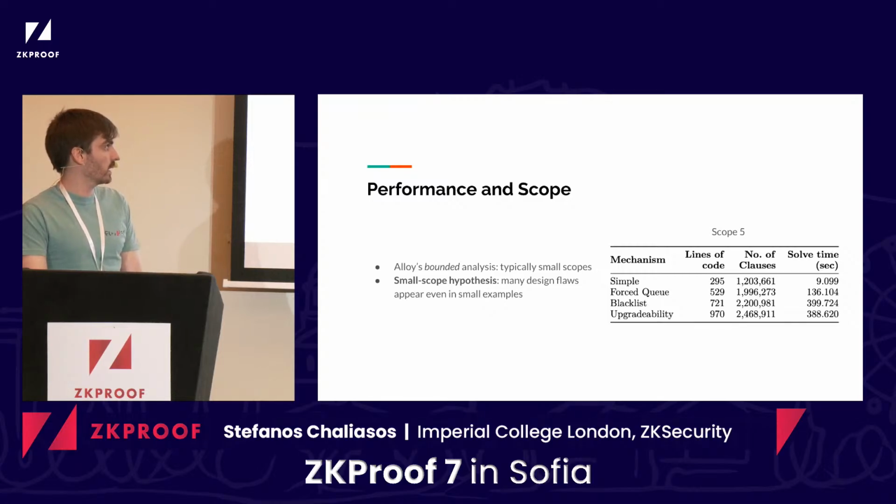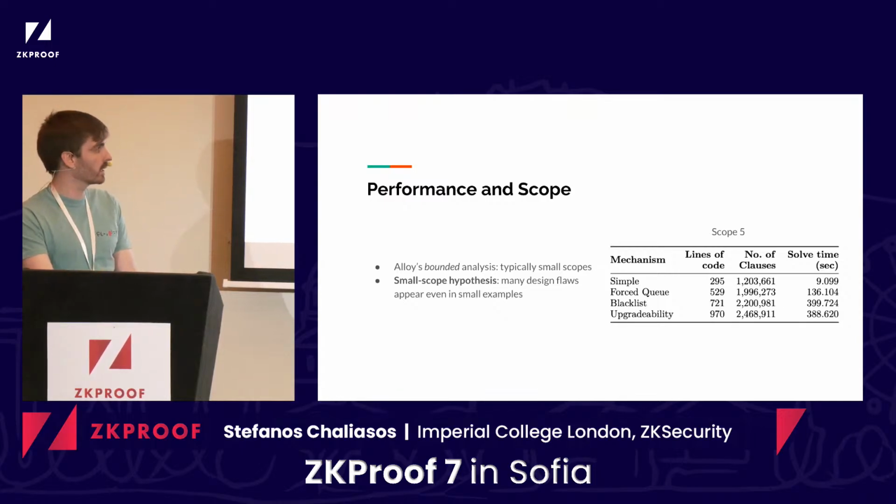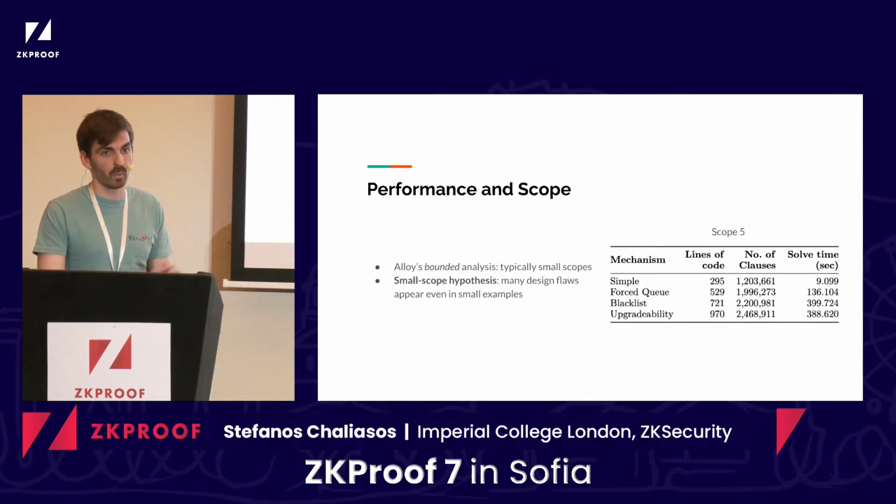Here are basically the numbers when scope is 5. So lines of code is independent of scope. The simple, very basic rollup model was written in almost 300 lines of Alloy. And then the simple model with the first Q mechanism was written in 500 lines. If we add blacklisting, it is 700, and then with upgradability, it's close to 1,000 lines of Alloy code.